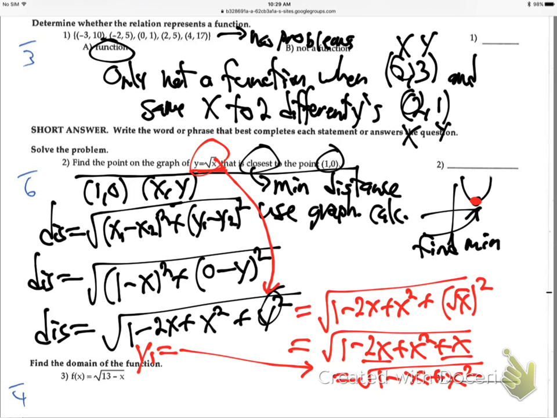I'm going to go on to number 3. I don't have room, so I'll do it in the next sheet. Find the domain of y equals square root of 13 minus x.